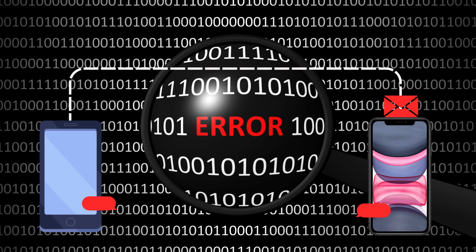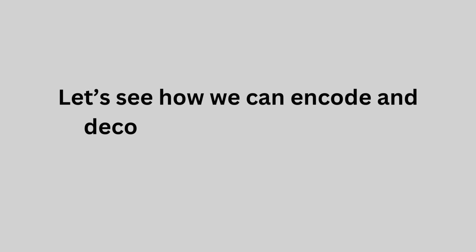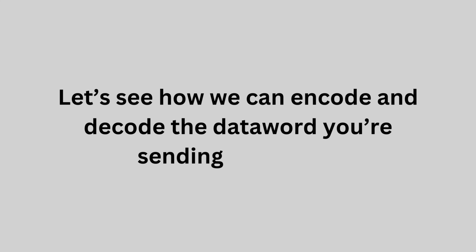Let's understand it through this diagram. In this diagram, we can see how a data word is encoded into a code word and it is finally sent to the receiver. Once the receiver gets the code word, it is decoded into the data word which we sent. But in this process, errors can happen and the data word received would be different, just like how your friend doesn't get the message that you sent. First, we will learn how we can encode and decode it. And then we will see how error is detected.